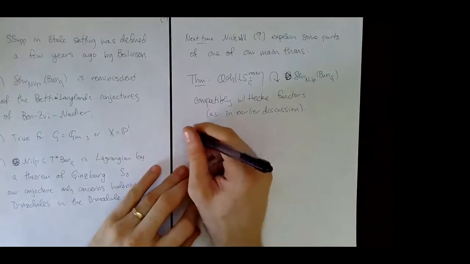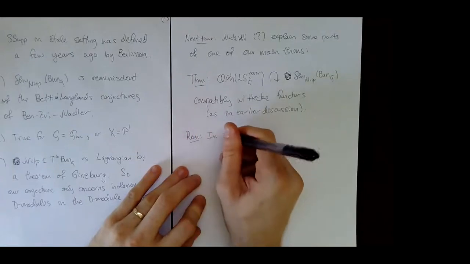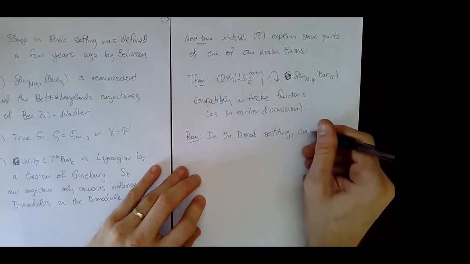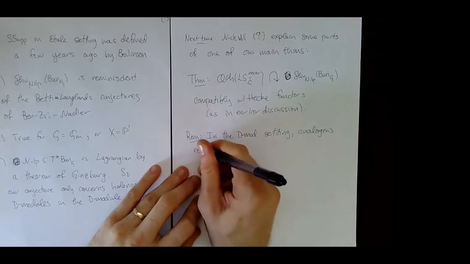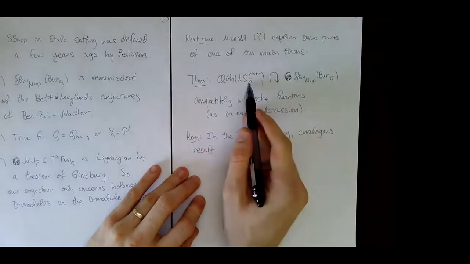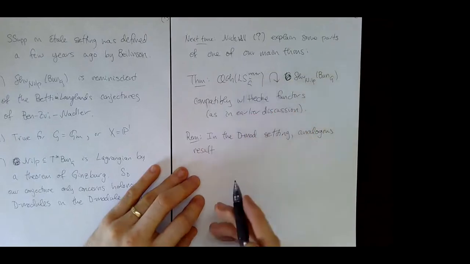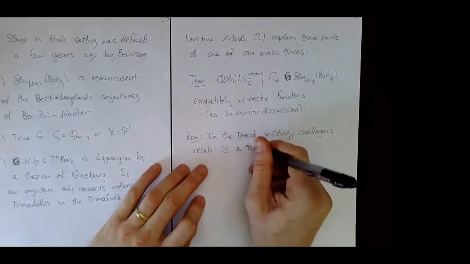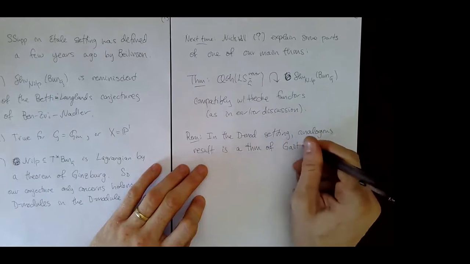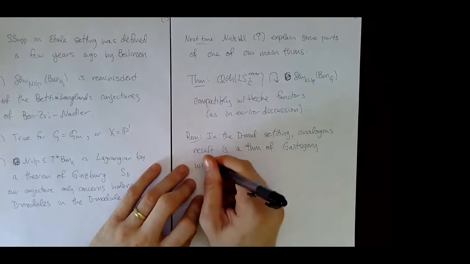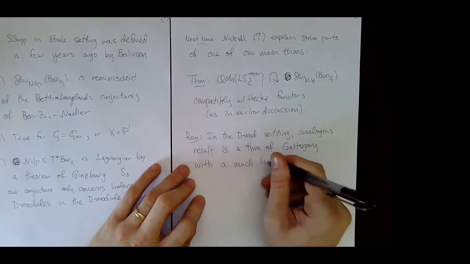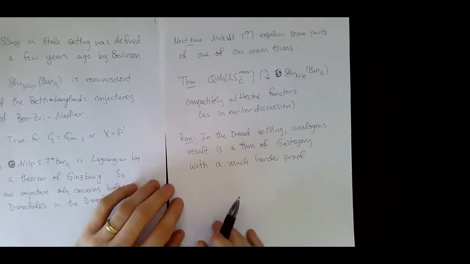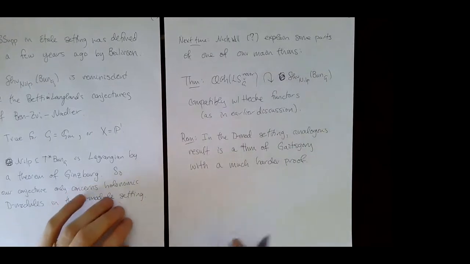So I can remark that in the D-module situation, the analogous result, which I should say is of course predicted by our conjecture, is a theorem of Gaitsgory's, with a much harder proof. So one of the happy features of our work is that it's set up exactly to prove such a theorem.